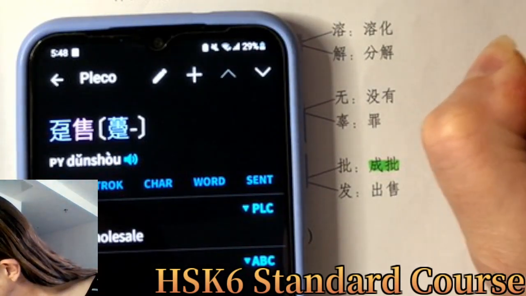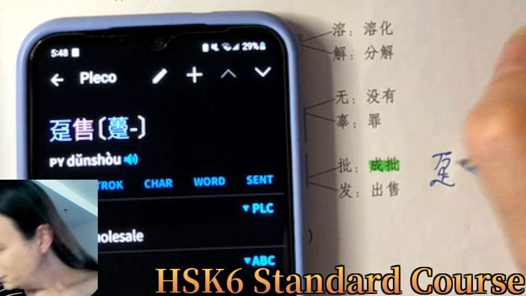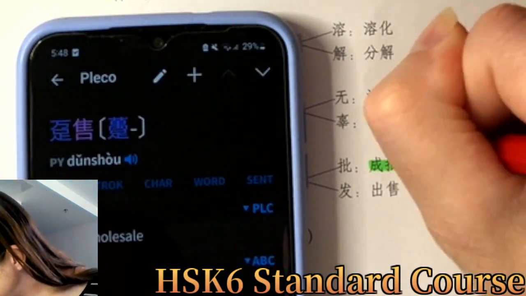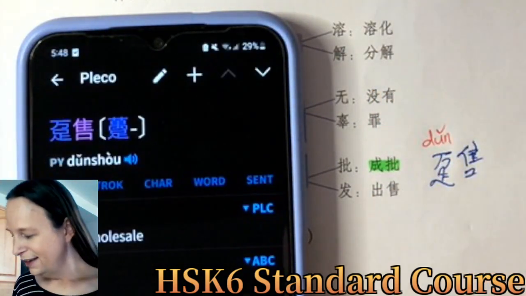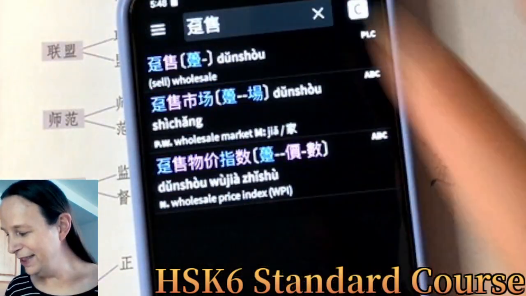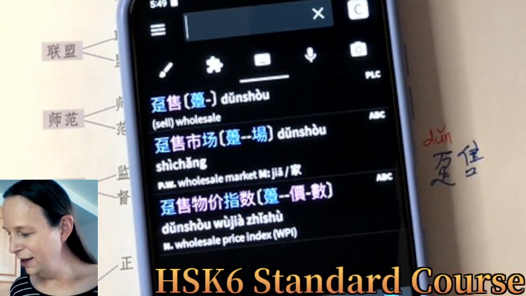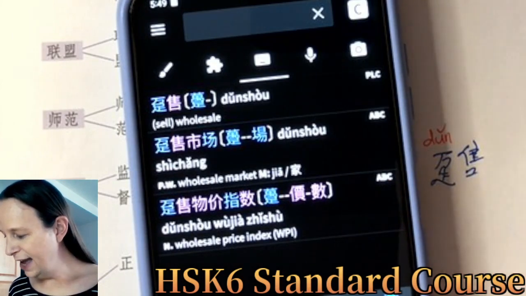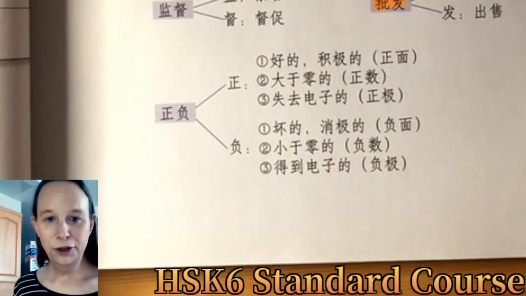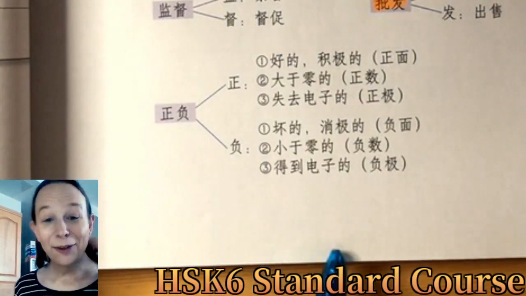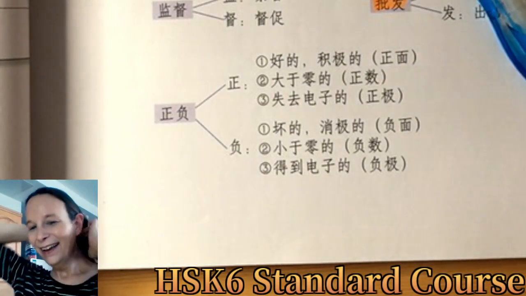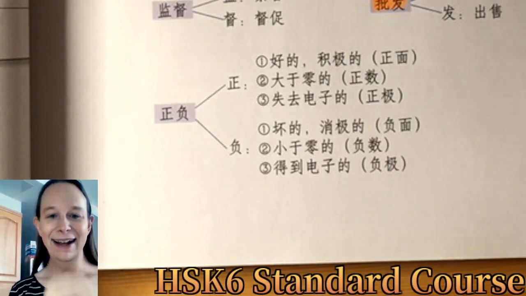足. 10,000 feet. 售. 轮售. 轮售. Where did I see this? I saw this somewhere. Maybe that's rare. 轮售市场 wholesale market. 轮售万物万价局数 wholesale price index. Okay. All right. 政府. Okay, so there's 3 definitions. So you could choose one here and one here. So there's 9 combinations. No, it's 1 to 1, 2 to 2, 3 to 3, right?